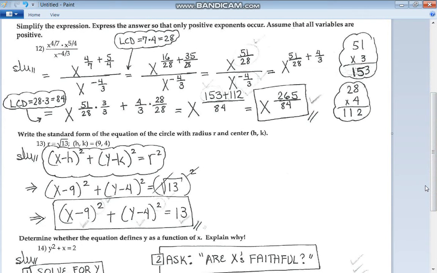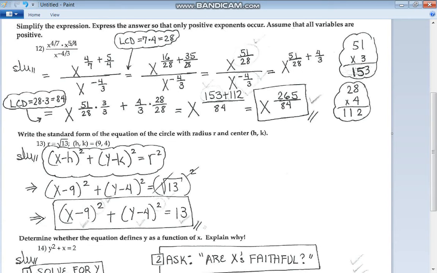Simplify the expression. This is number 12. Express the answer so that only positive exponents occur. Of course, we always have to do that to get our simplified answer. Assume that all variables are positive. That means if you take an even index root, don't worry about the absolute value bars. Okay, here we are, number 12.